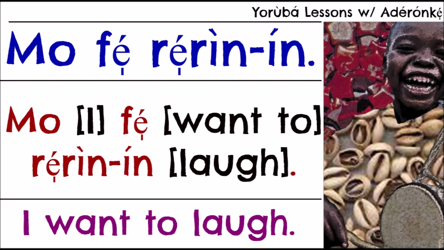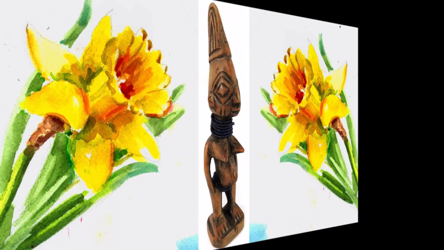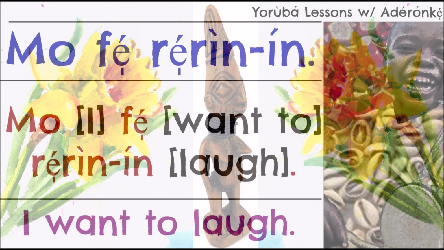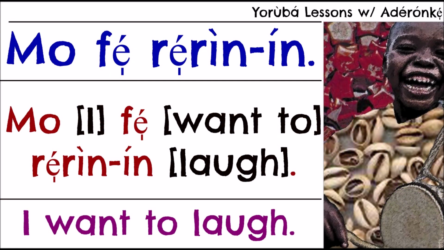I want to laugh. Mo is I. Okay, I don't want to go into that because I already have a video on that. I have two videos on Yoruba pronouns. The first one is on the singular pronouns. The second is on the plural. I pretty much explained pronouns in the subject forms and in the object forms in Yoruba. Mo is I within a sentence in the subject form. I expect you to please watch those videos to know what the object and subject forms are.